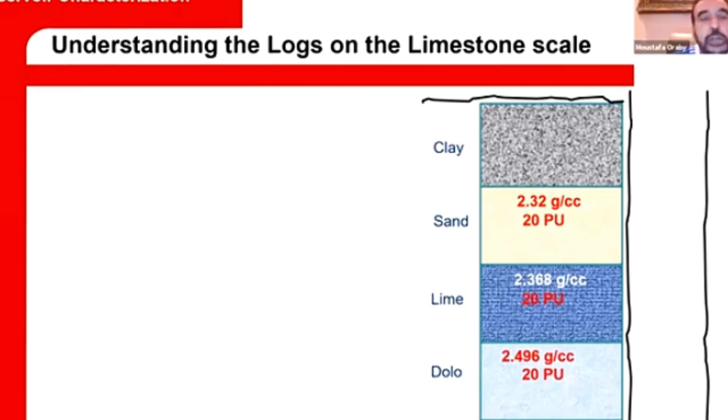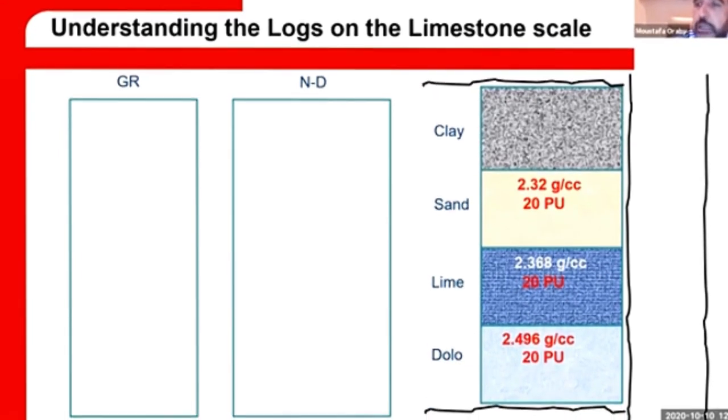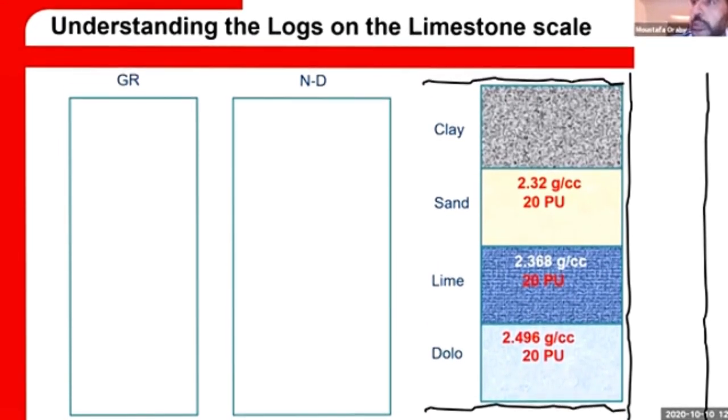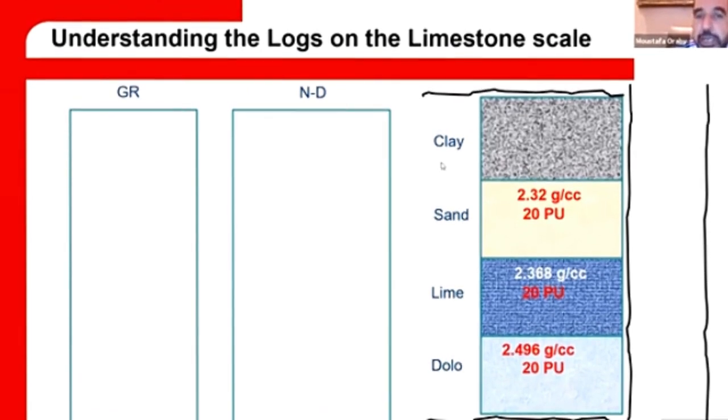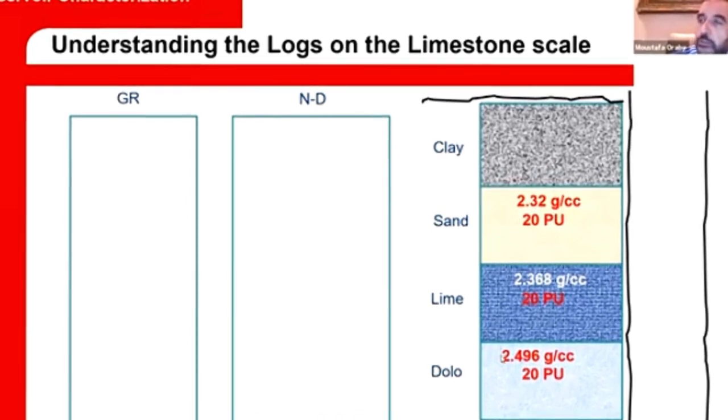Okay, so I will have predictions for gamma ray and neutron density because I went with gamma ray, neutron, density for lithology. So what will my gamma ray read? Okay, first, since this is a clay zone, gamma ray will read high. Okay. Since this is a sand reservoir with 20 pu, here is another reservoir, here is a third reservoir. They are different in lithology, but they are my reservoir. They have 20 pu sand, 20 pu lime, 20 pu dolomite. Then my expectation for the gamma ray is that it will read high in front of my clay, and it will read low in front of my reservoir.